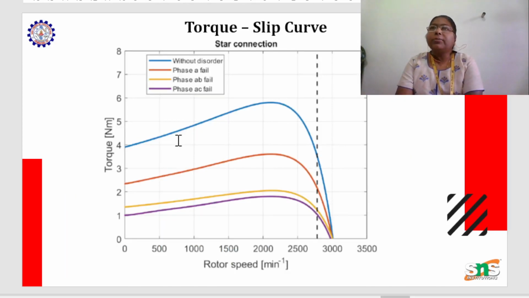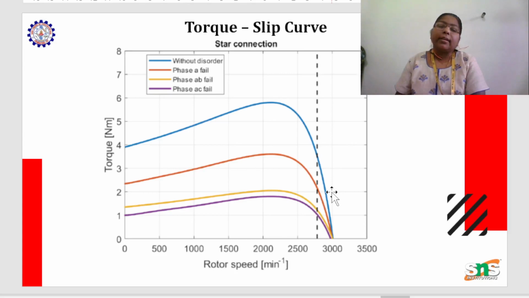And you may wonder how the torque slip characteristic is going to be. It is similar to that of a three-phase machine, but the only change is that the level of torque that is established is going to be different. In the case of star connection, we know that line voltage is equal to phase voltage. So you get a torque here, and if there is a failure in any one of the phases, if you have one phase absent, automatically the torque is going to be reduced.